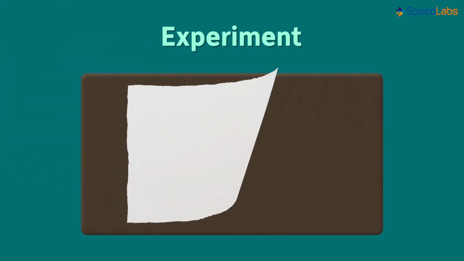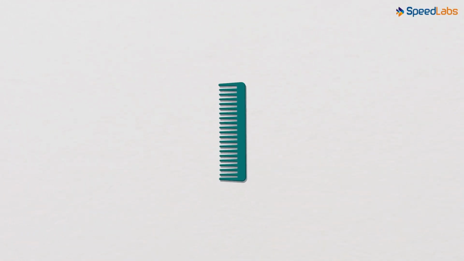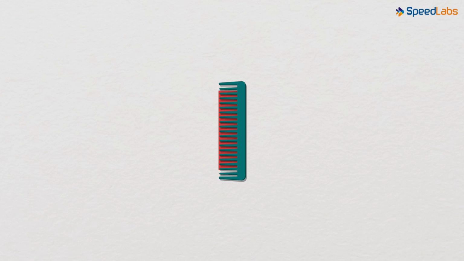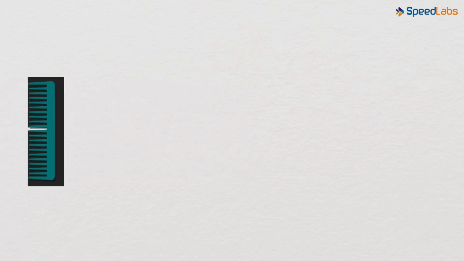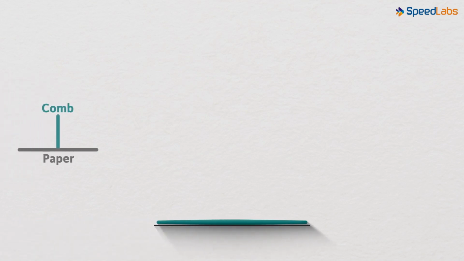Cover a table with a white sheet of paper. Take a comb and cover all its openings except the middle one. You can also use black paper to cover them. Place the comb perpendicular to the white sheet of paper as shown. You can use your hand to hold it.